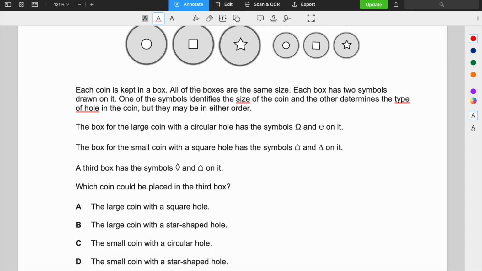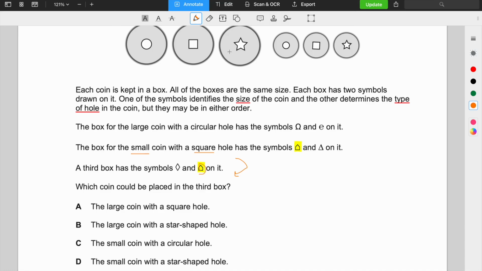Now again, the trick to doing this question is focusing on similarities and differences. We have a pentagon here. We also have a pentagon here. So pentagon, we don't know if pentagon stands for small or if pentagon stands for square, but we know that one of these features must exist in the third box. So pentagon means either small or square. So we have to have at least one of these features in the boxes.